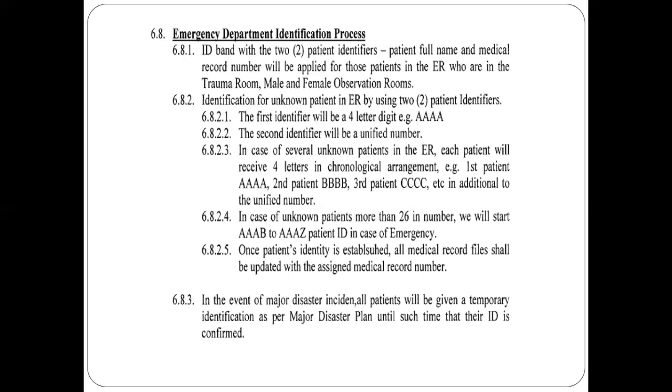Okay, this is the hospital policy, they take 4 as the first identifier, and the second identifier will be identified by number. In case of several unknown patients in the ER, each patient will receive 4 with a letter, so 4A, then 4B, 4C, and after 26, it will be 3A, B, 3A, C, and so on.